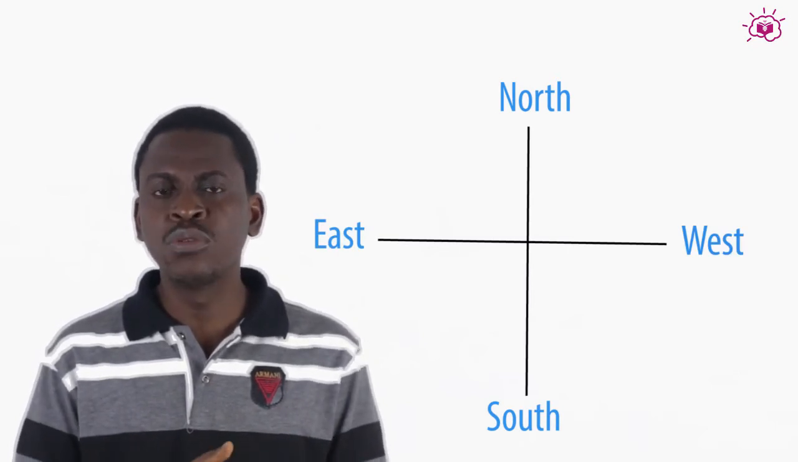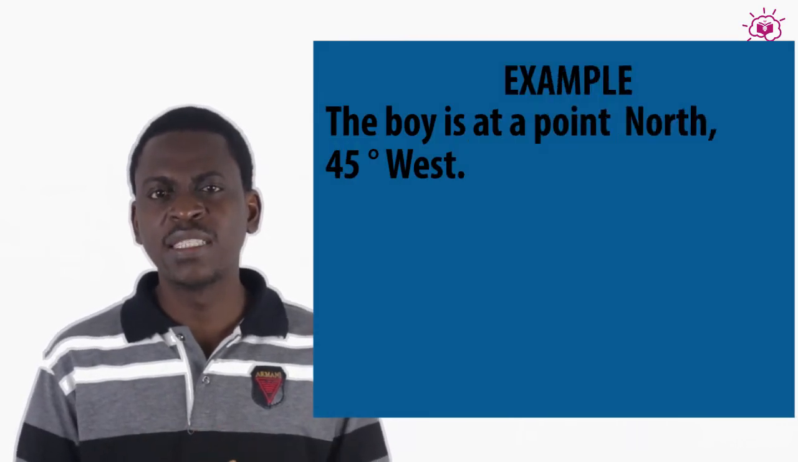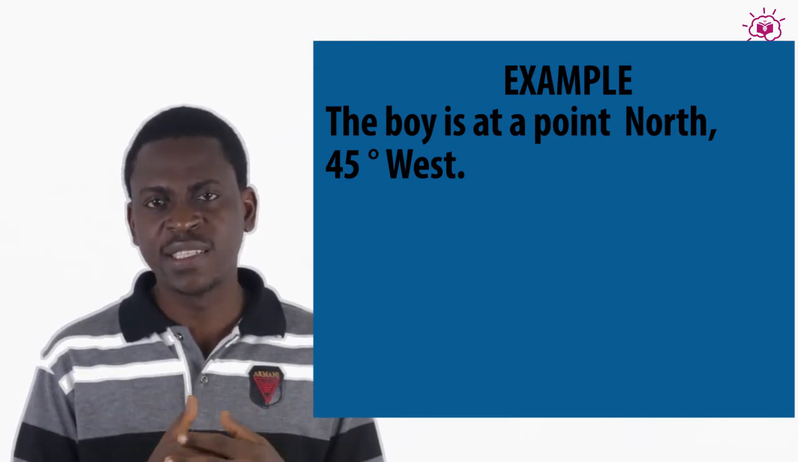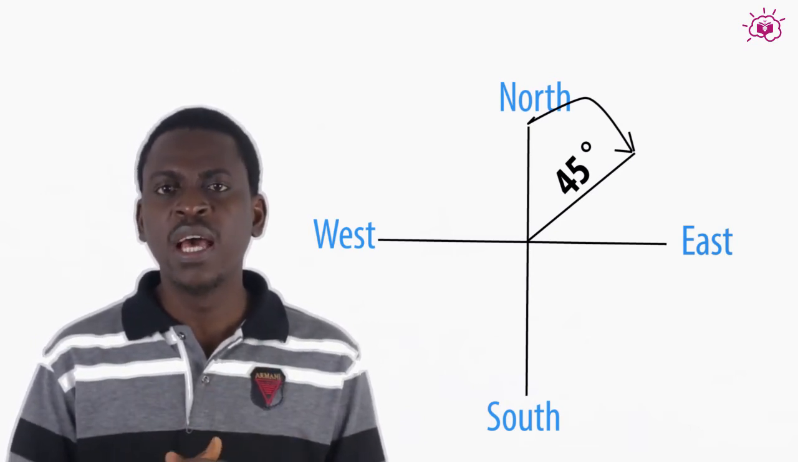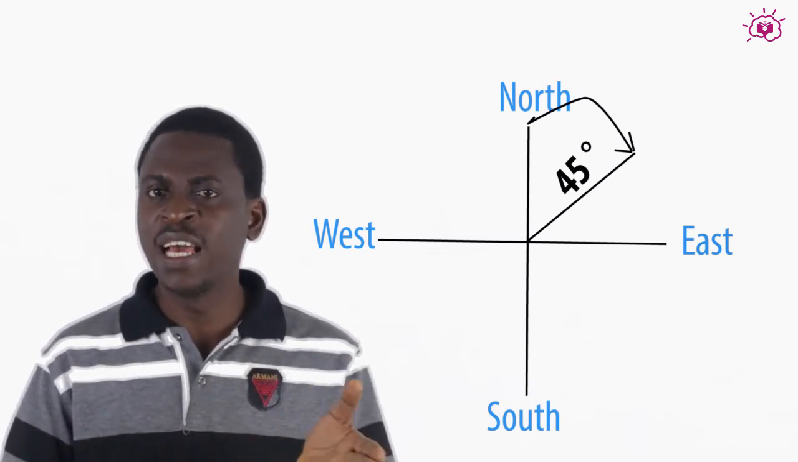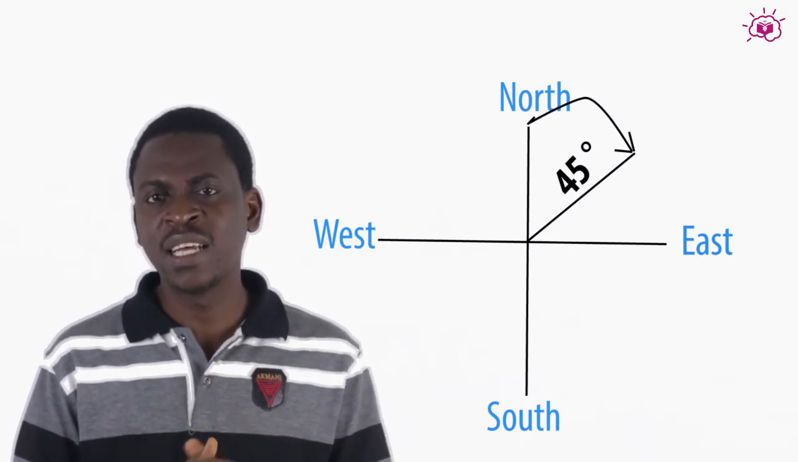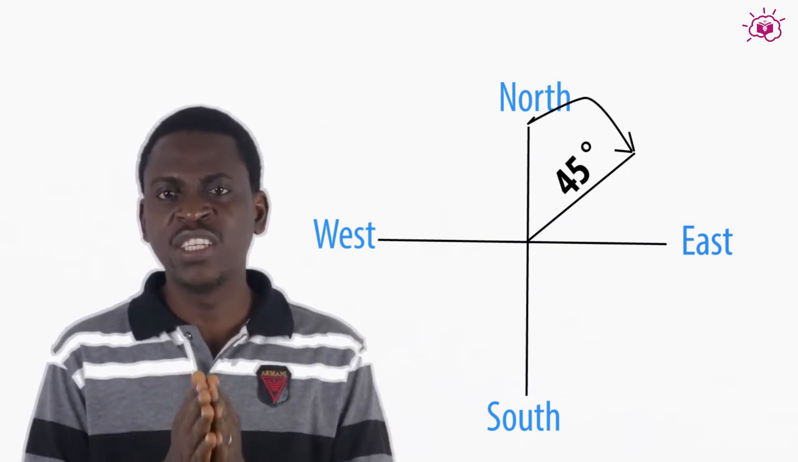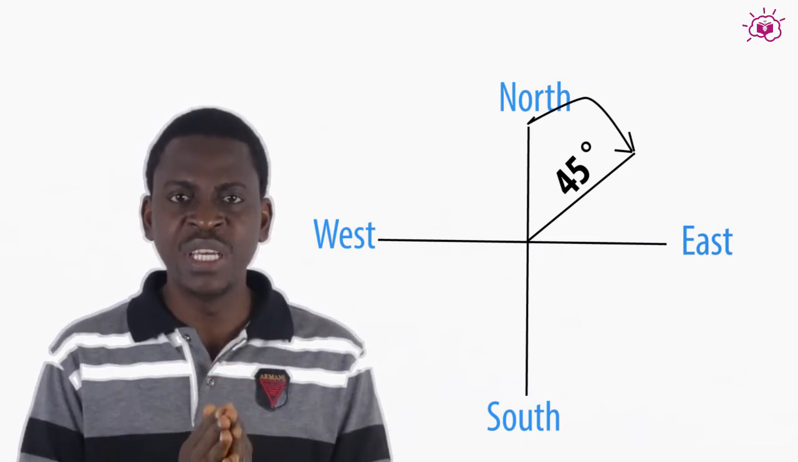So here's an example of bearing. The boy is at a point north 45 degrees west. In the chart, you see the cardinal points drawn, north and west, and in between is a line. That 45 degrees is the angular distance between the point where the boy was and the change that was made. It is also referred to as bearing.